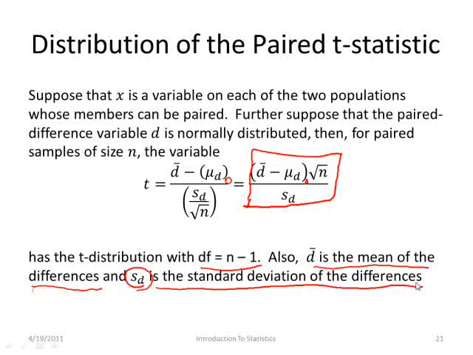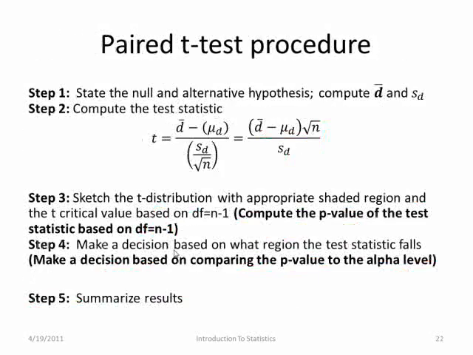So these d bar and s sub d, when we have the data, are going to be something that we're going to have to compute. So that forms our foundation. So step number 1 to perform a paired t-test is we're going to state the null and the alternative hypothesis, and we're also along the way going to compute d bar and the standard deviation of the differences.